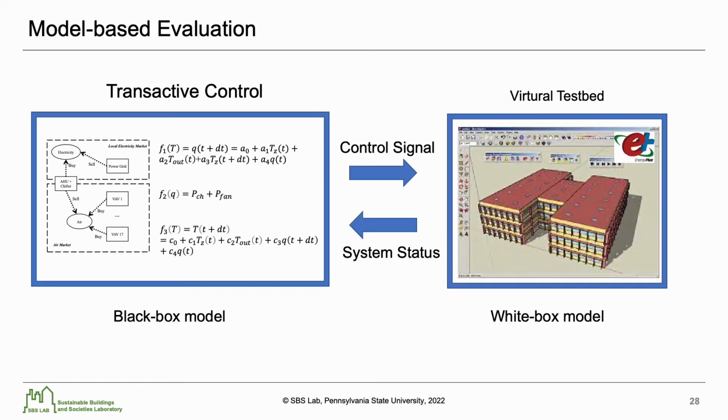After developing the B2G control strategy, the next step is to evaluate the B2G strategy. So in this study, the authors used the black box model to enable the transactive control, as we can see from the left, and then they developed a virtual testbed using EnergyPlus, which is a white box model, to mimic the real building. So the control signal will be generated by the transactive control and sent to the virtual testbed, and then we run the simulation and get the system status as feedback to the transactive control.